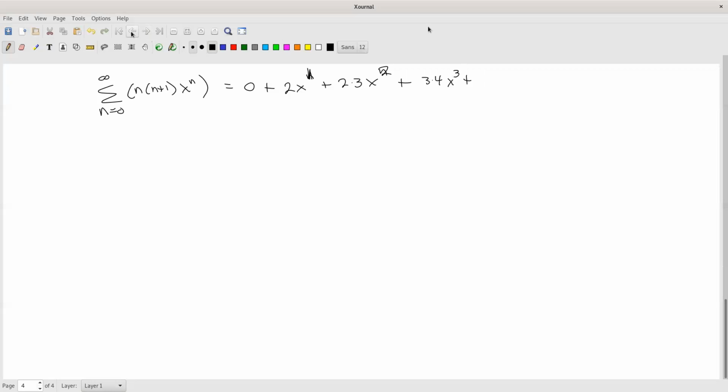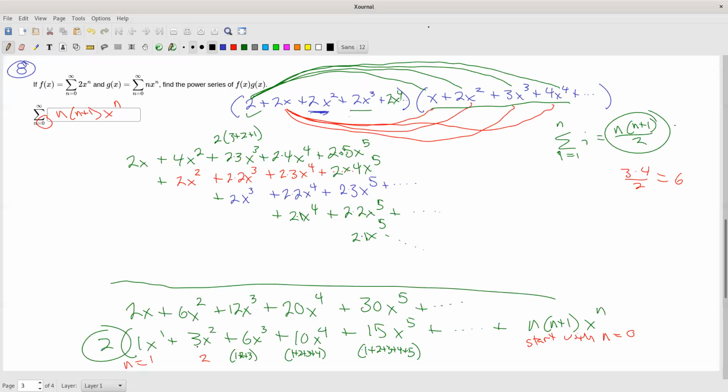How does that compare here? Oh, that's correct. 2, and then 6, and then 12. All right, it works. Cool. What's important? Listing out terms. Very important for sums.